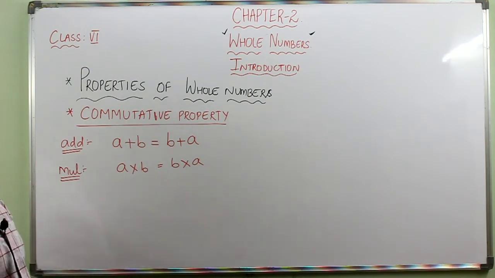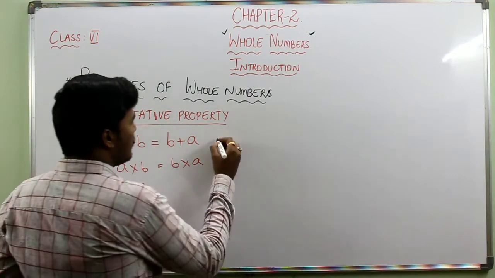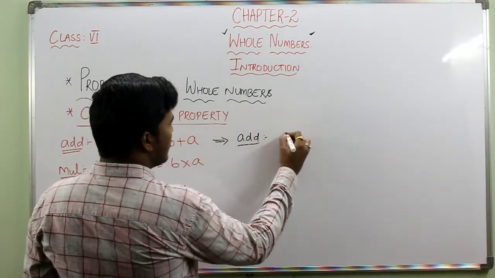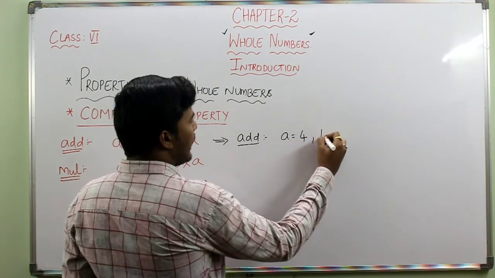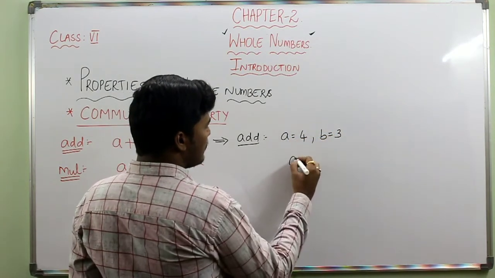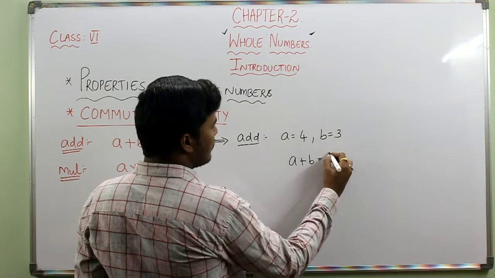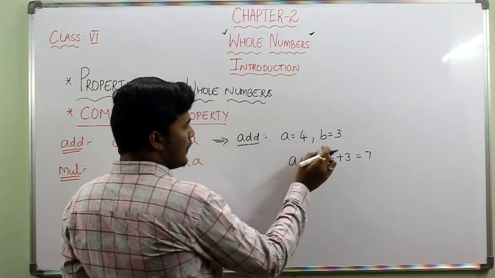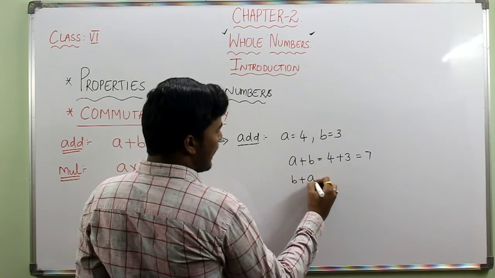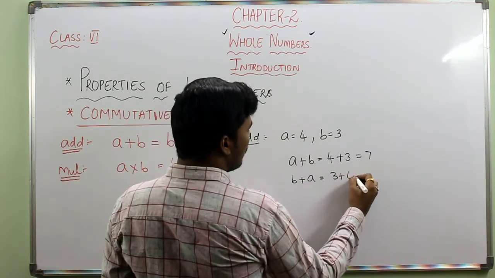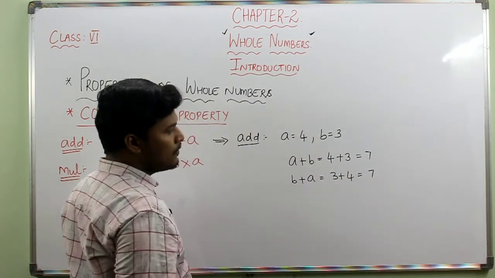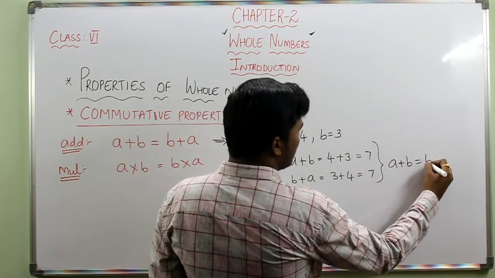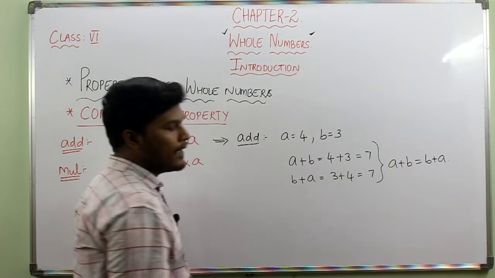Let us check how it is verified. First case, that is addition. Let us consider a is equal to 4 and b is equal to 3. Let us find a plus b, that is 4 plus 3, which is equal to 7. Now if I do b plus a, it becomes 3 plus 4, which is also equal to 7. So from this what can you conclude? We can conclude that a plus b is equal to b plus a.